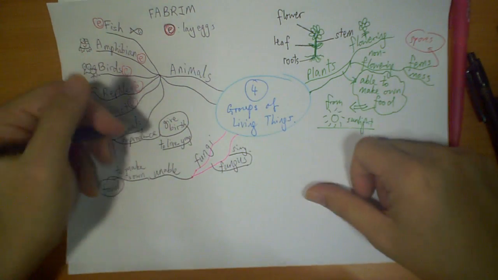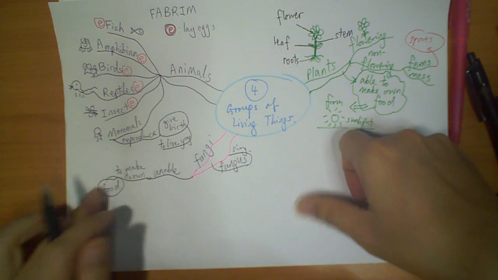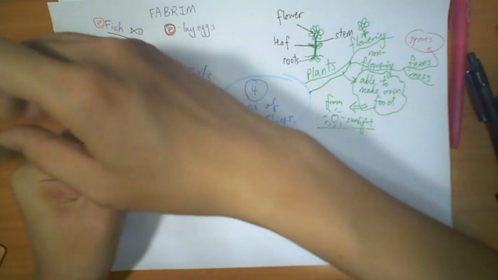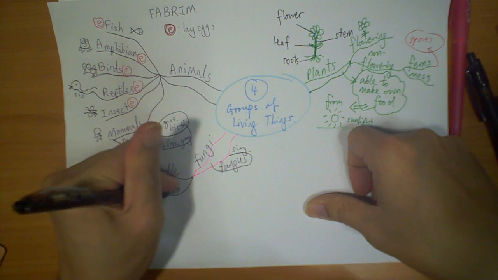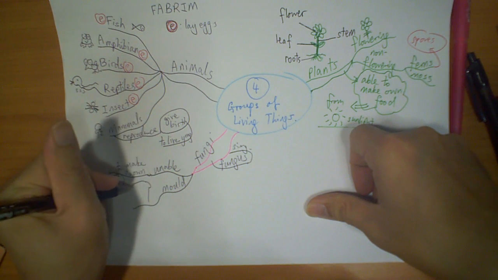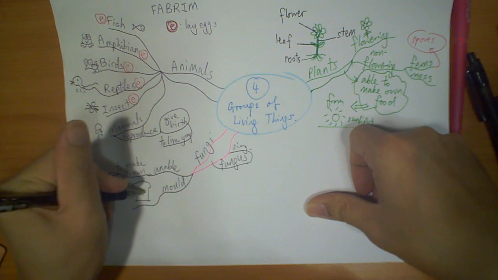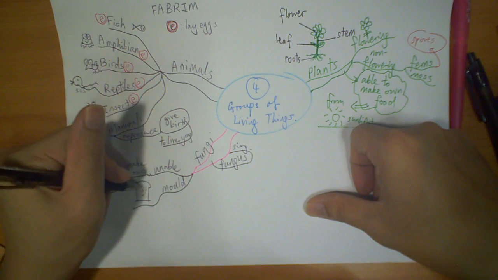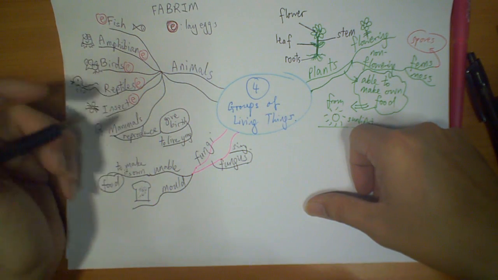Okay, now let's get back to fungi. Unable to make its own food, and there are two groups that we need to know. One group is mold, M-O-L-D. Alright, the one you see in the bread. If you put a piece of bread, you add some water, and then you leave it for a few days, you'll find that there are black patches growing on it. Okay, those are bad mold.